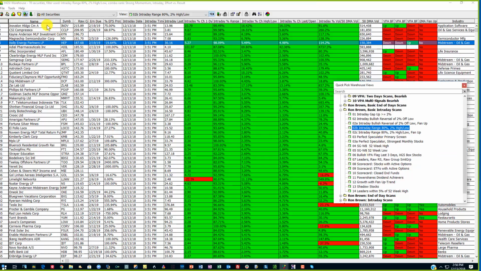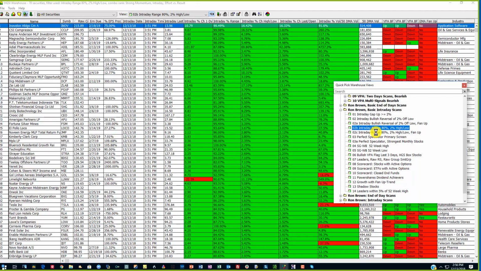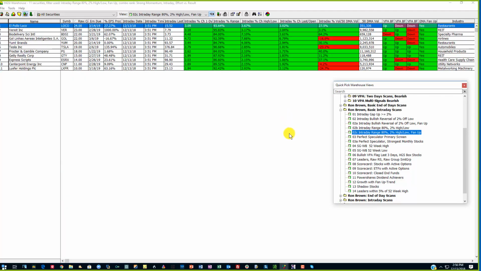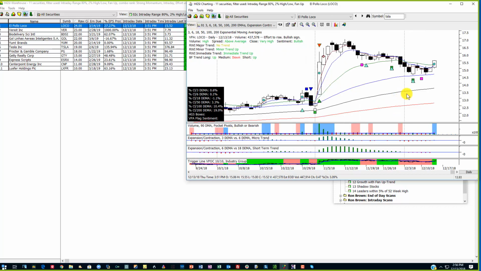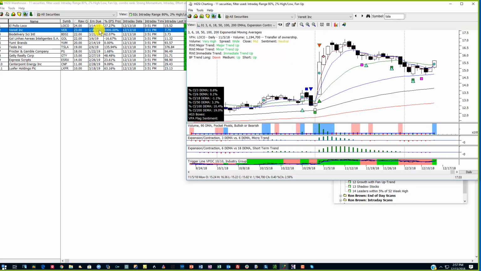Now, to eliminate a bunch of these stocks and pay attention only to stocks with a fan up, you click on that and notice how it cuts it down from 78 to 11. And these stocks are all trading above 80% of their daily range, and they're obviously all green for today. So I want you to play with some of these. This is a decent looking stock here. I'm going to put it in my portfolio, my watch list.